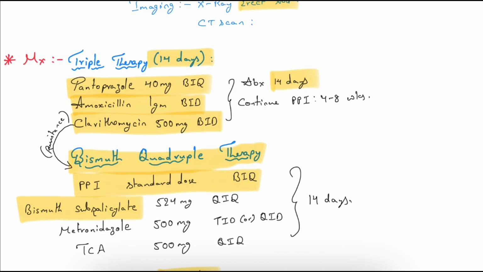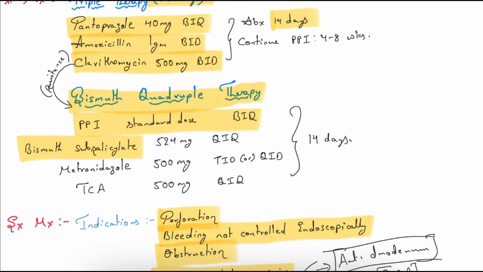If triple therapy is not working, then we have to go with quadruple therapy. After quadruple therapy, if the patient has perforation, we have to go with surgical management. That is Graham patch repair.